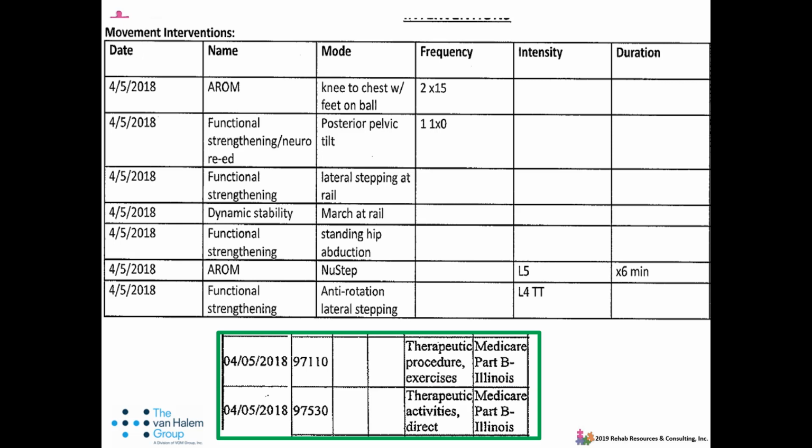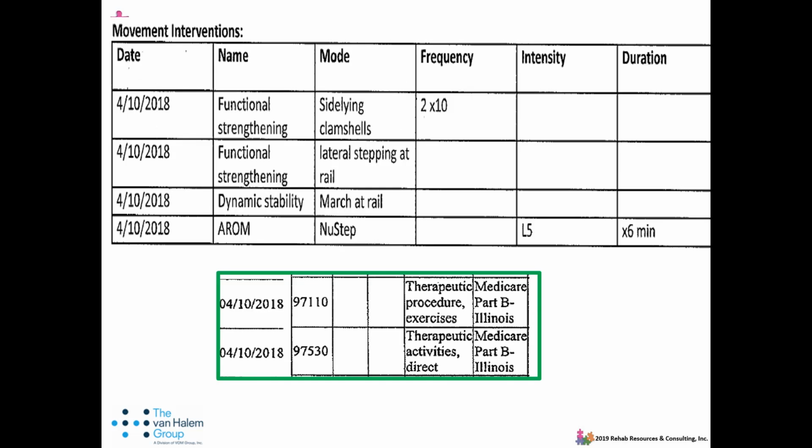It would also be helpful to have more information about which things were billed as therapeutic activities and which things were billed as therapeutic exercise. As we'll see in just a minute, therapeutic exercise is defined as any activity that is for the purposes of strengthening or increasing range of motion. So we have several things here that are listed as either strengthening or range of motion, and yet we have a unit of therapeutic activities. So it's something to keep in mind.